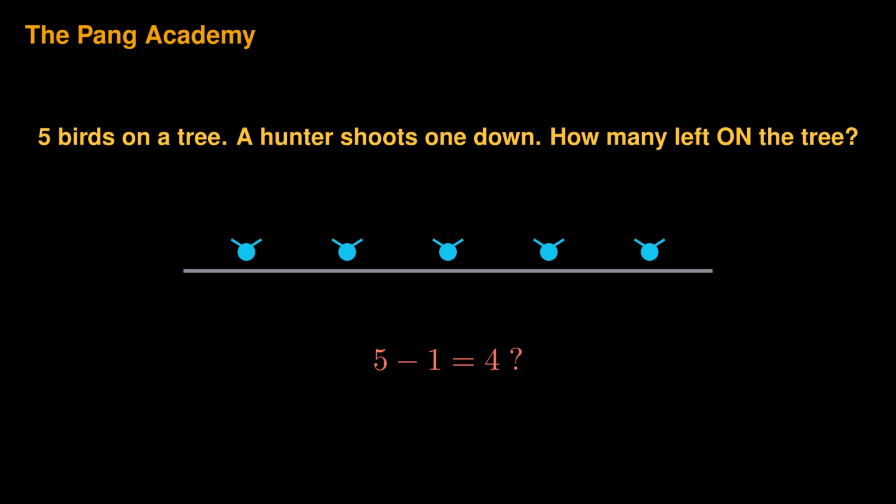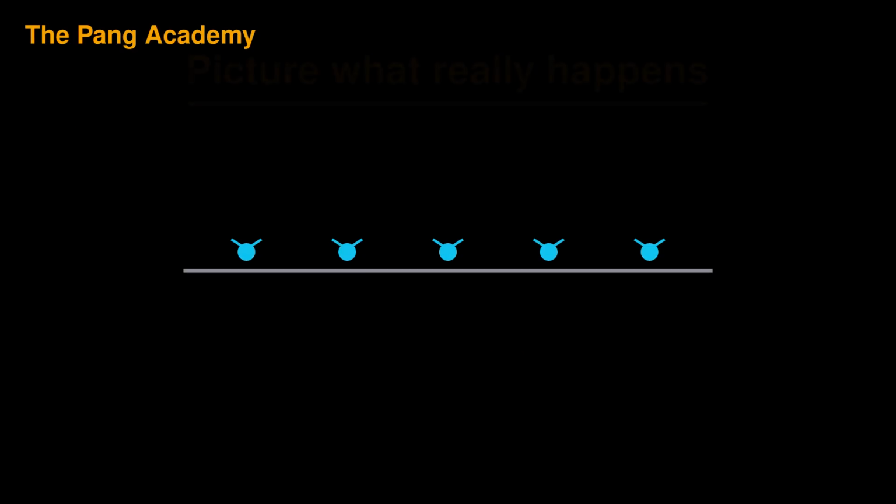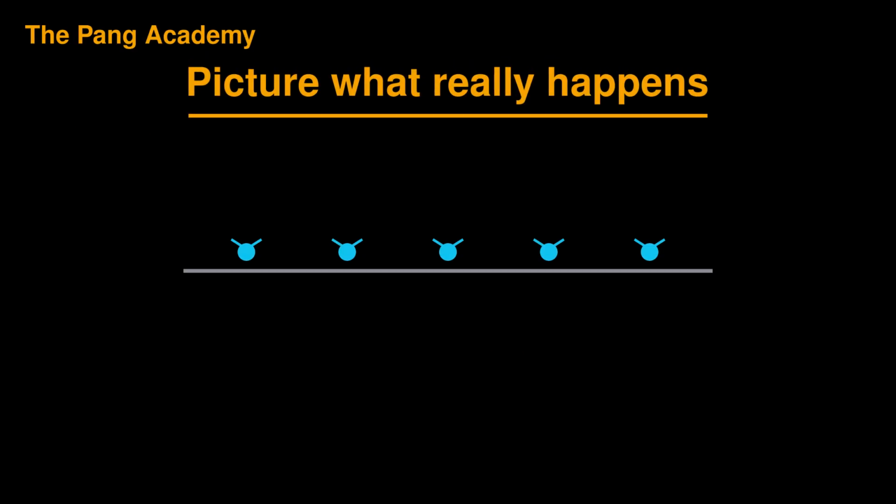But hold on, and picture the actual scene for a moment, because that 4 is wrong. The arithmetic is fine. The reading is not. The gun goes bang. 1 bird is hit and falls. And the other 4? They are terrified, so they scatter into the sky at once. So the tree is empty. 0 birds left, not 4. The one that was hit fell, and the fright did the rest.